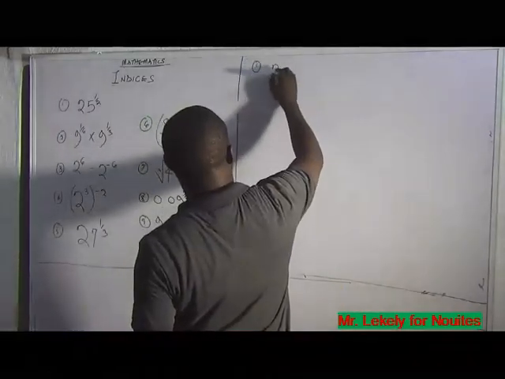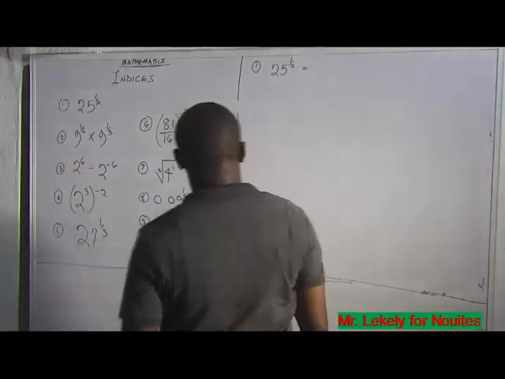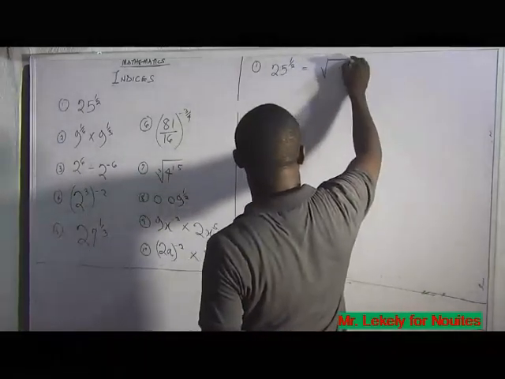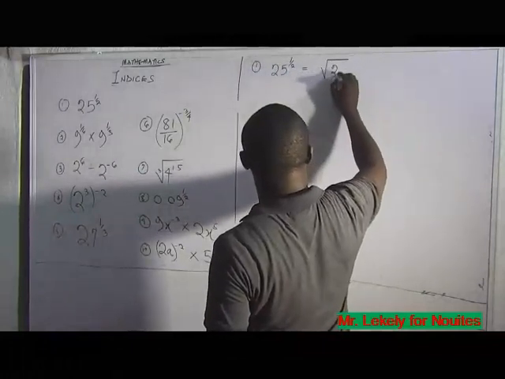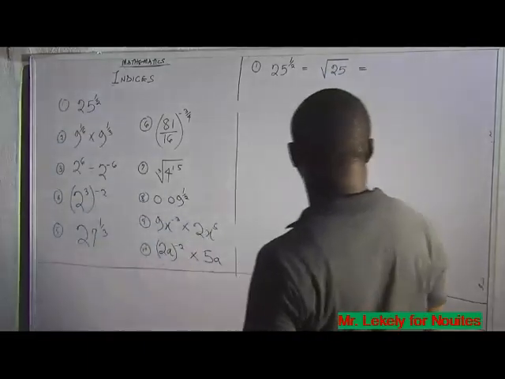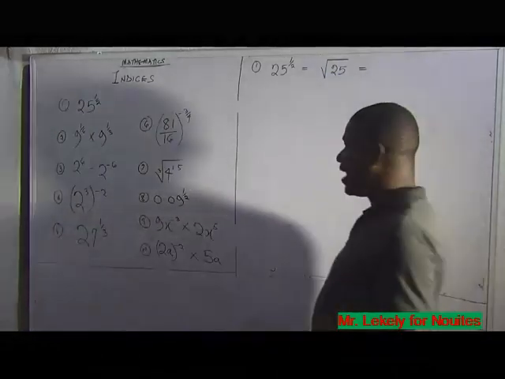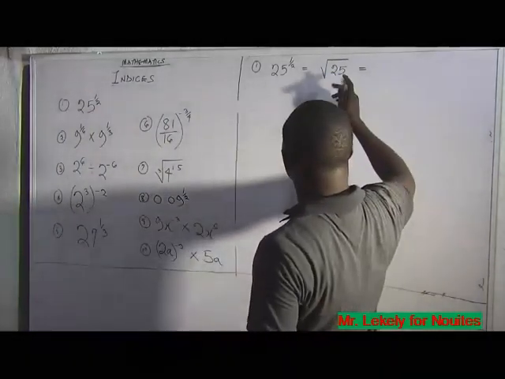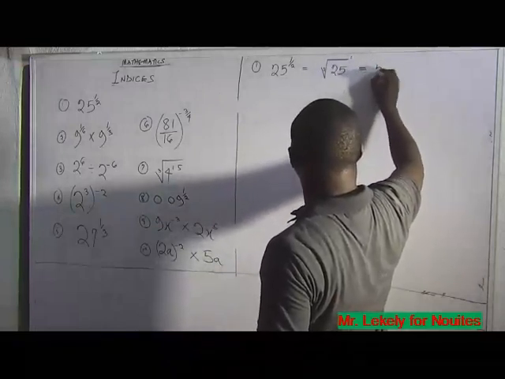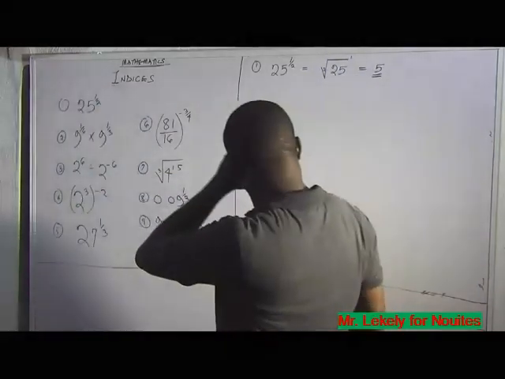Question 1, you have 25 raised to power 1 over 2. Now I told you, when you see something like this, what do you do? This line will change to square root, and then the 25 will come inside. And of course, what is the square root of 25? The square root of 25 is 5. That is, what 2 numbers can you multiply that will give you 25?